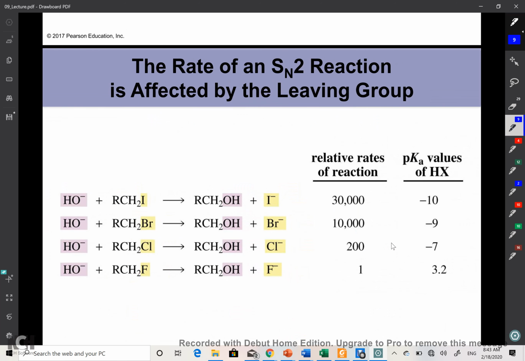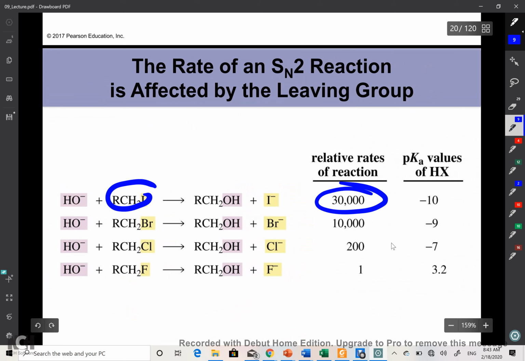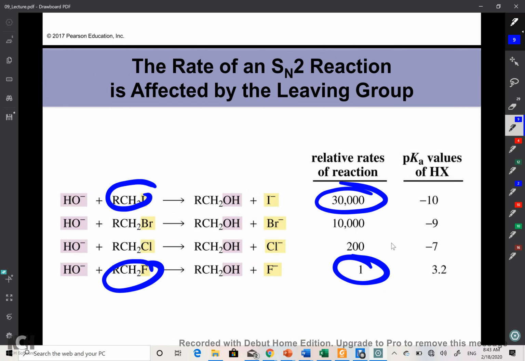And so from observation, we've noticed that the alkyl iodides react about 30,000 times faster than the alkyl fluorides. Does that make sense? That's basically a conclusion of what we are saying. The alkyl iodide reacts much faster than the alkyl fluoride. Okay? That's the take-home message.